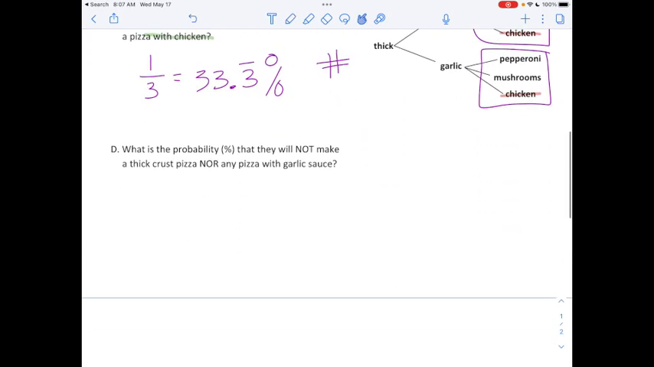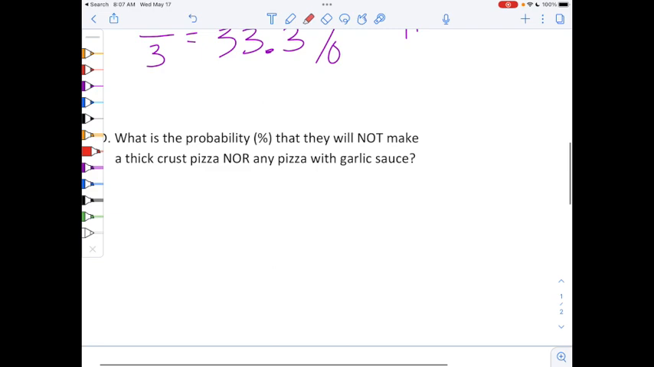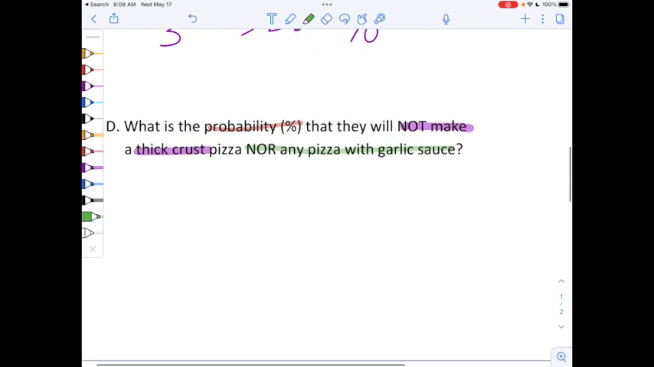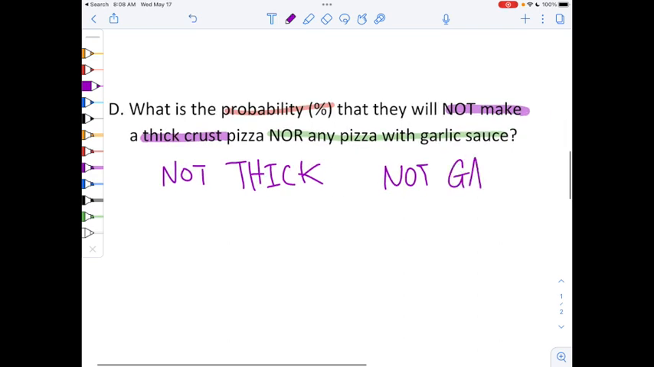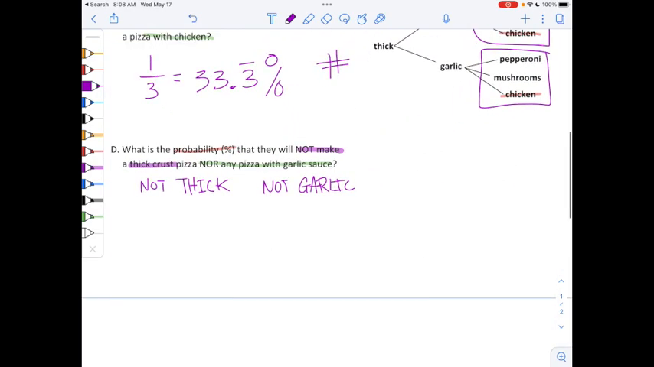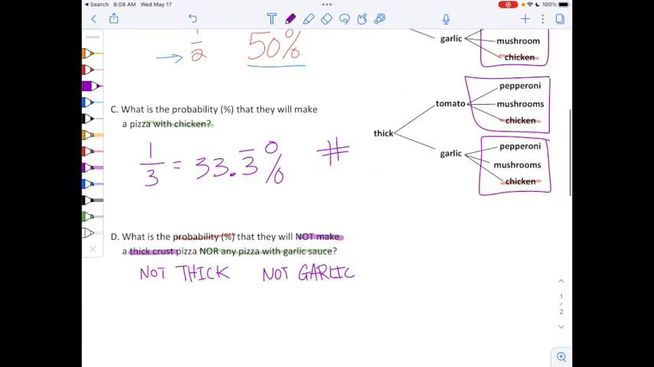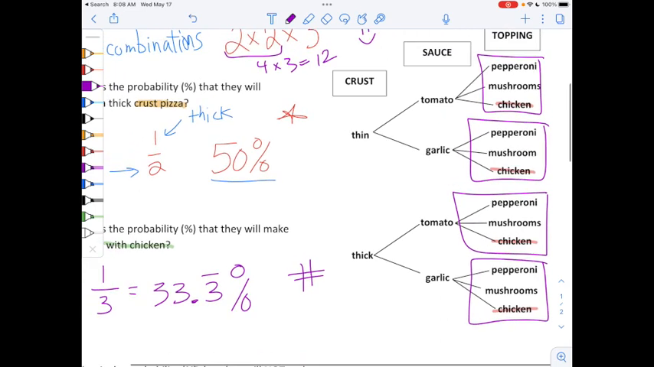Okay, the last question. What is the probability as a percent that they will, this one's a little bit tricky, not make thick crust, nor pizza with garlic sauce? Okay, so what does this really mean? It means not thick plus not garlic. A couple of different ways to solve this one too, of course, right? So here we go. Let's find out all the thick options, and we're going to get rid of them.